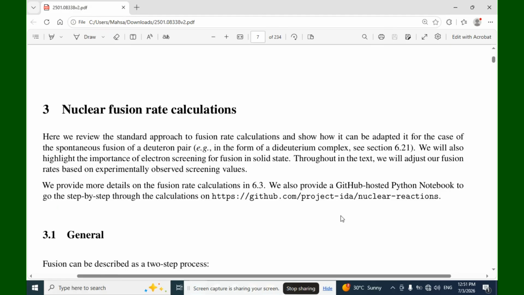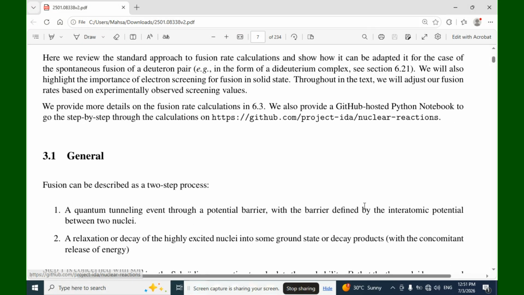We will also highlight the importance of electron screening for fusion in solid state throughout the text. We will adjust our fusion rates based on experimentally observed screening values. We provide more details on the fusion rate calculations in 6.3. We also provide a GitHub hosted Python notebook to go step by step through the calculations. It is a github.com project ida nuclear reactions.